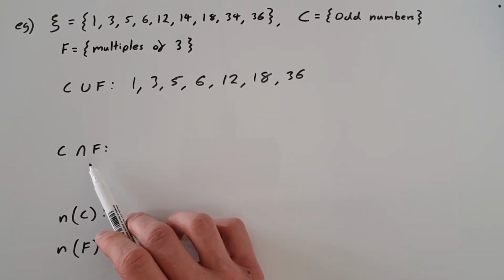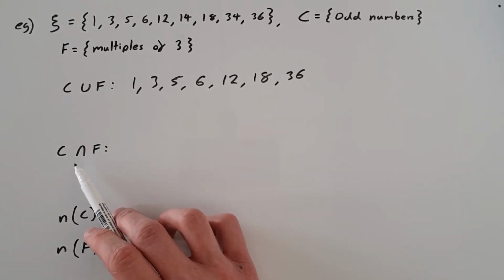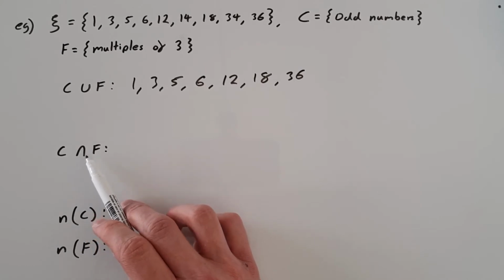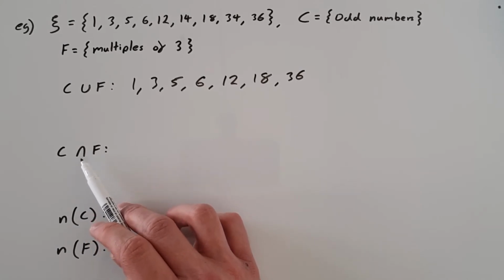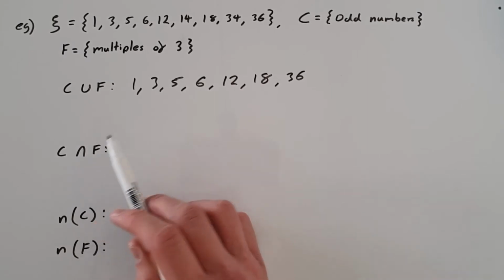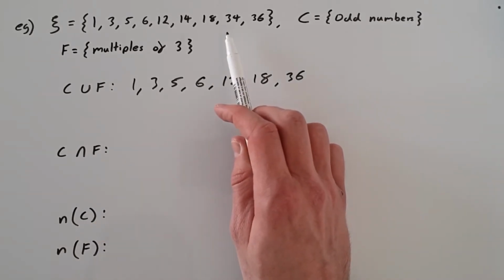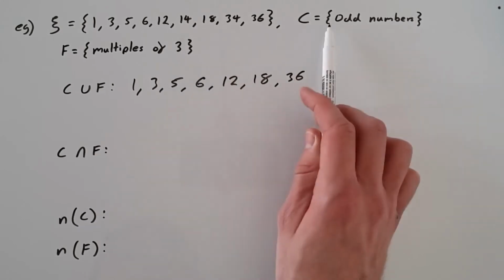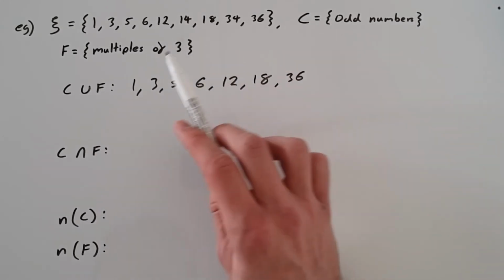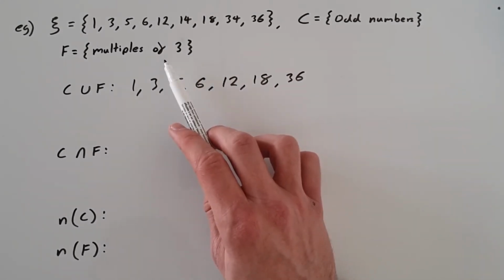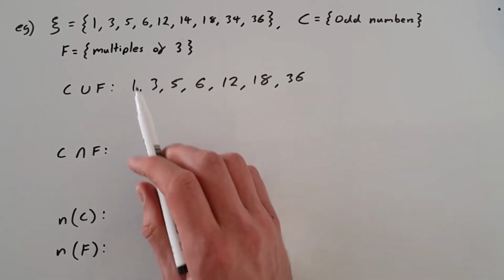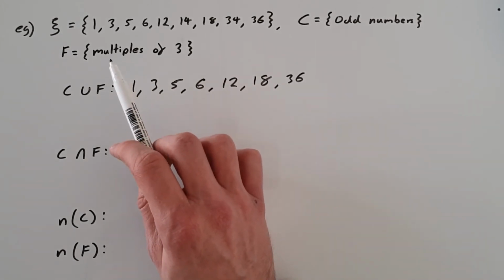Moving on to the intersection then, and we notice the intersection because the symbol in the middle kind of looks like an N, it's for intersection. So now we want just the numbers, or just the members from the universal set that go into both of our sets, both sets C and F. Okay, so again, let's go through our universal set then and look at which ones go into both.